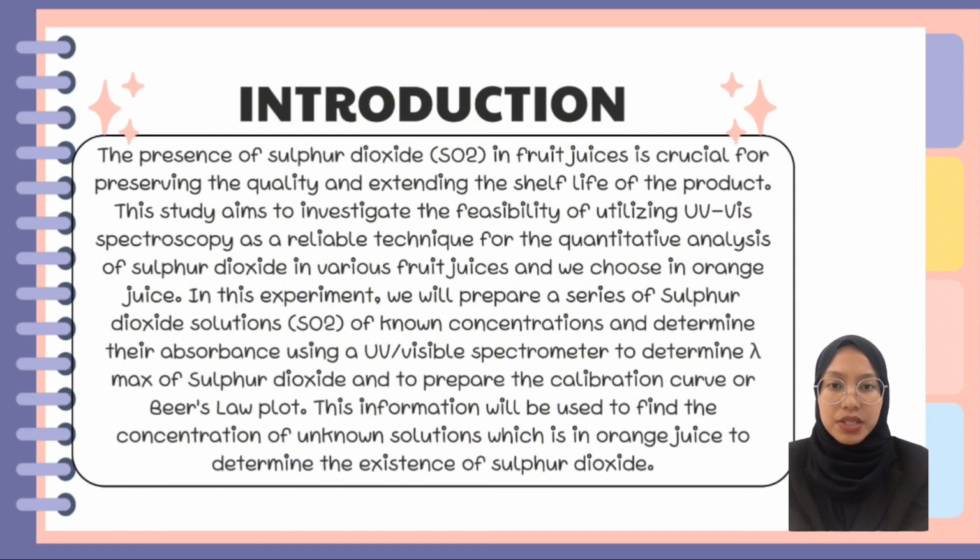In this experiment, we will prepare a series of sulfur dioxide solutions of known concentration and determine their absorbance using a UV-visible spectrometer to determine the lambda max of sulfur dioxide and to prepare the calibration curve of the Beer's law plot. This information will be used to find the concentration of the unknown solution, which is in orange juice, to determine the existence of sulfur dioxide.